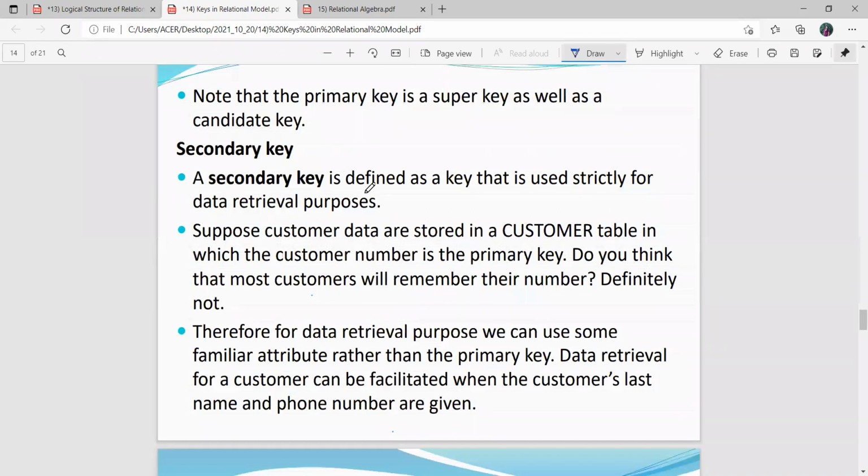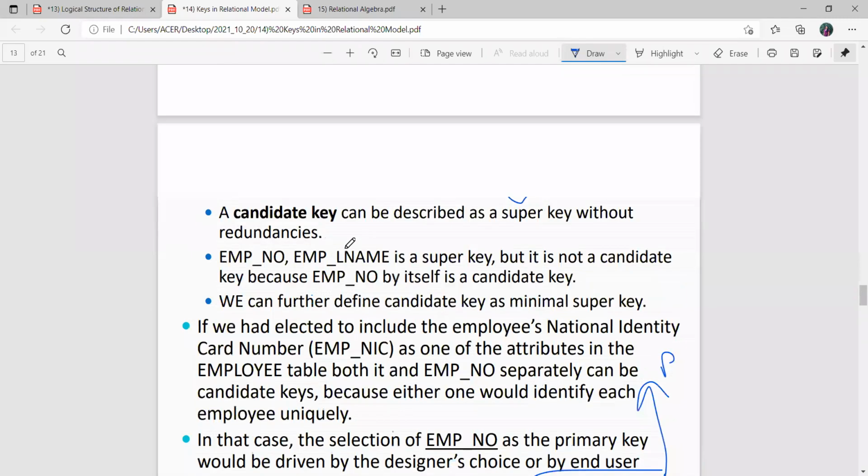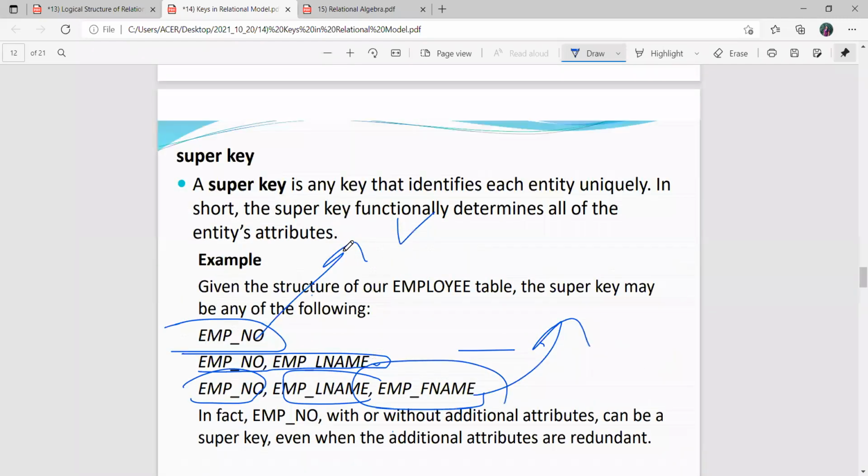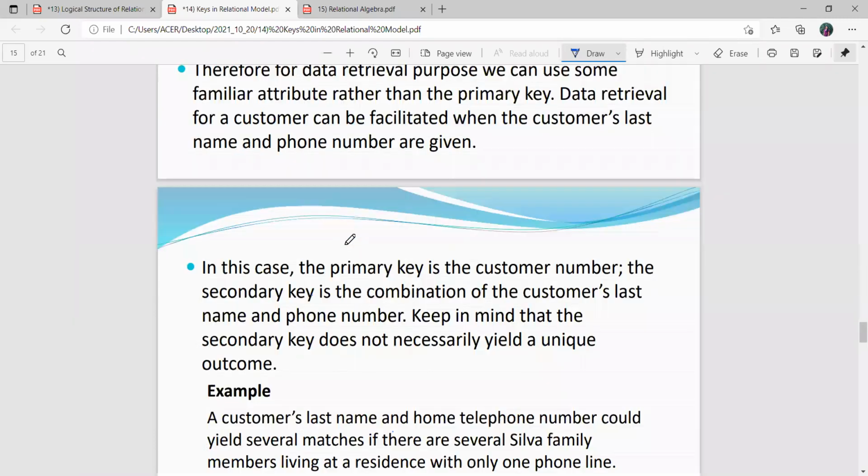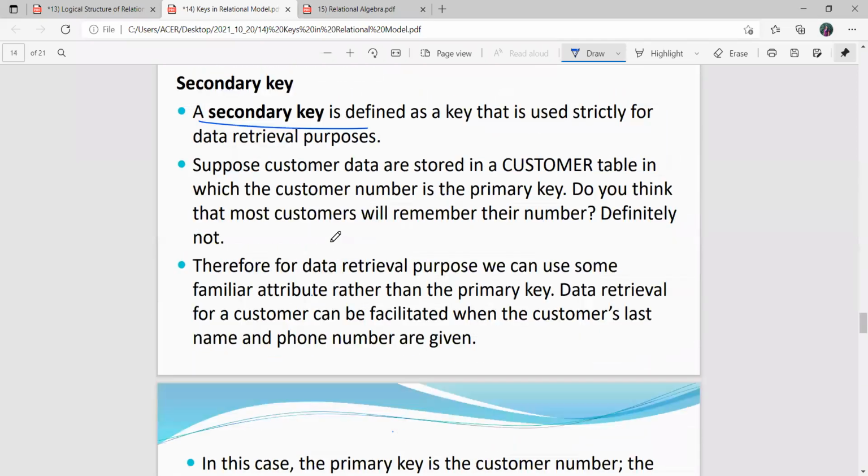Okay, then the secondary key. We have already discussed the primary key, candidate key, and super key. A secondary key is defined as a key that is used strictly for the data retrieval process. In a database, we can insert data and also retrieve data from it. So the secondary key is used to retrieve data from the database.